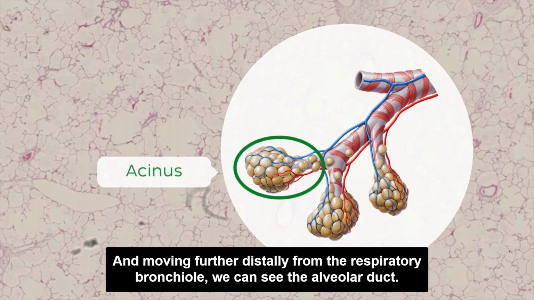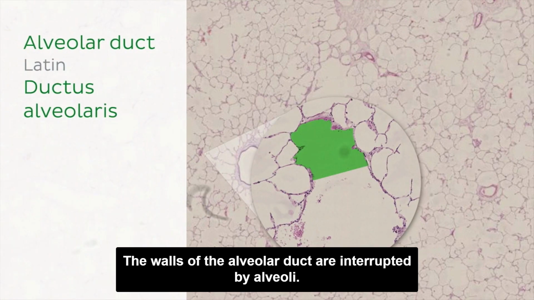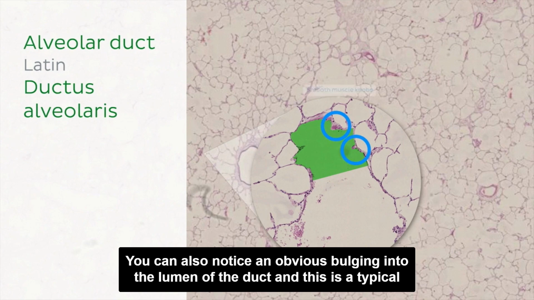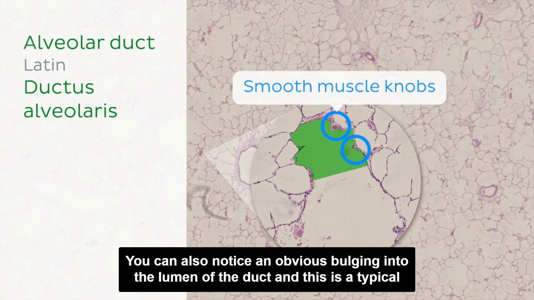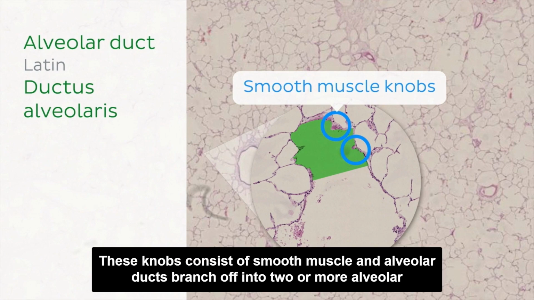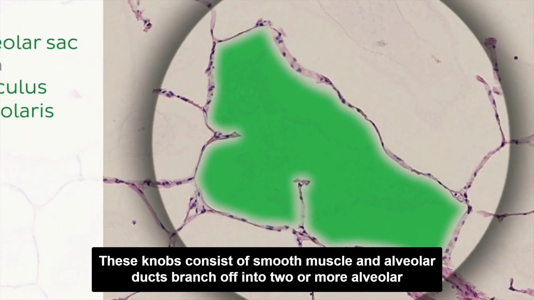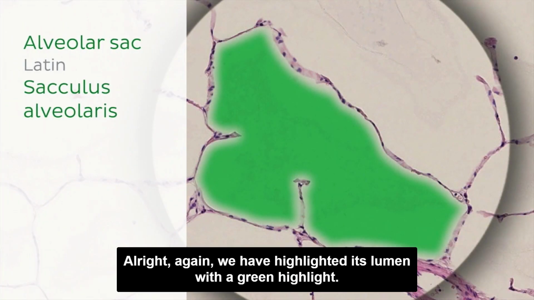And moving further distally from the respiratory bronchiole, we can see the alveolar duct. The walls of the alveolar duct are interrupted by alveoli. You can also notice knobs bulging into the lumen of the duct, and this is a typical characteristic of the alveolar duct. These knobs consist of smooth muscle, and alveolar ducts branch off into 2 or more alveolar sacs. All right. Again, we have highlighted its lumen with a green highlight.